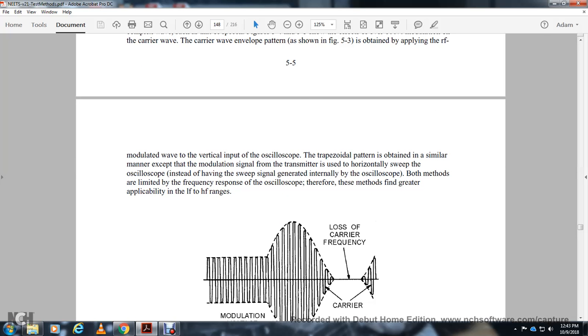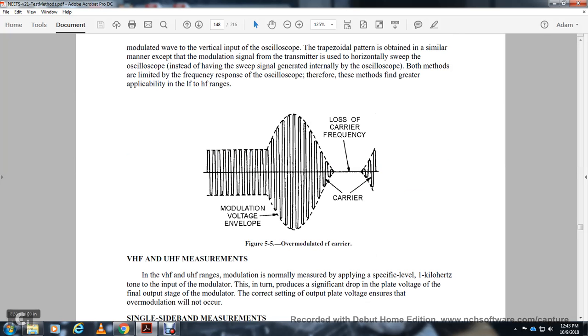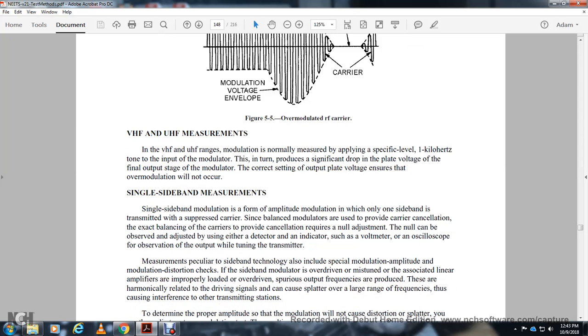Low loss of the carrier frequency. Very high and ultra high frequencies. Modulation at very high and ultra high frequencies is normally measured by applying a specific level of clearance to determine the input to the modulator. This in turn produces a significant drop in the plate voltage of the final output stage of the modulator. The current and setting of the output voltage ensure that overmodulation will not occur.